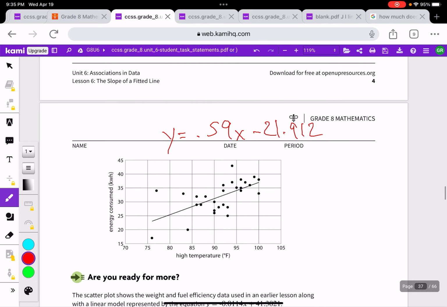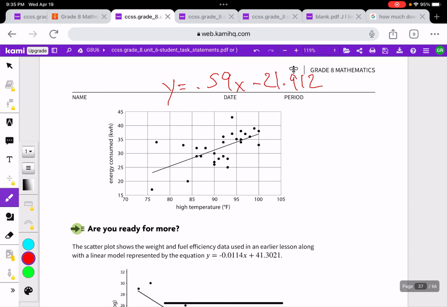You need to pause the video if you need to, because I'm going to move on. Because I've got other problems to get to. So this one, it is telling us, it drew us a line, and we have to say, first off, what's the slope? It's staring right at us, the number attached to the x, so you can go ahead and write that down. And then, what does that even mean?